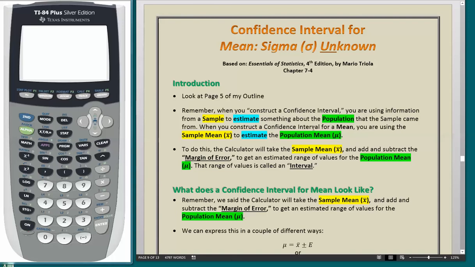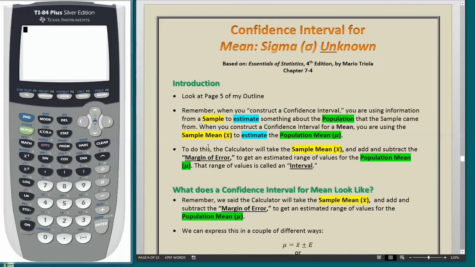When you construct a confidence interval for a mean, you are using the sample mean, and the symbol for that is x bar, to estimate the population mean, which is mu. I can't emphasize this strongly enough, that this is what you are doing when you construct a confidence interval.